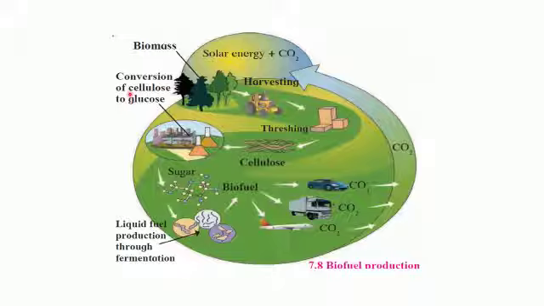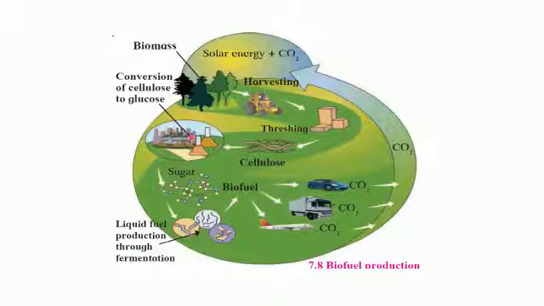Once the crops are ready, they are harvested and taken to the threshing industries, where machines separate the grain from the husk, that is the covering of the grain. Now this husk and the remaining portion of the crop are just agricultural waste. So this waste, that is biomass, can be used for the production of biofuels.